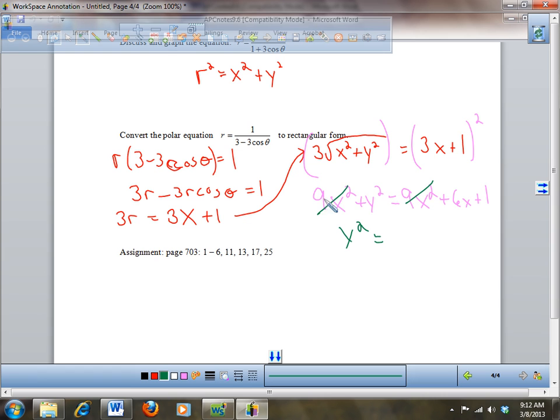Did I mess up? I messed up. Don't you distribute the 9? This should be a 9y squared. Okay? So 9y squared equals 6x plus 1. And this is the equation of a what? A sideways parabola, right?